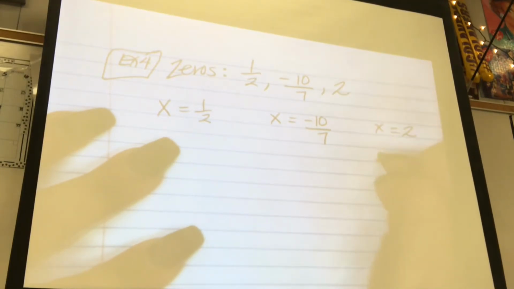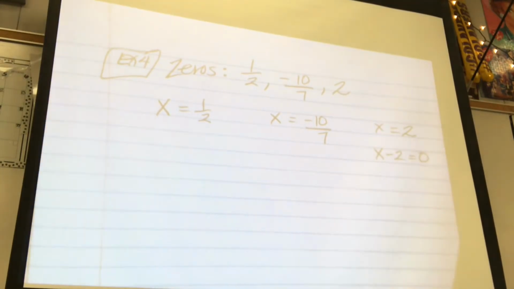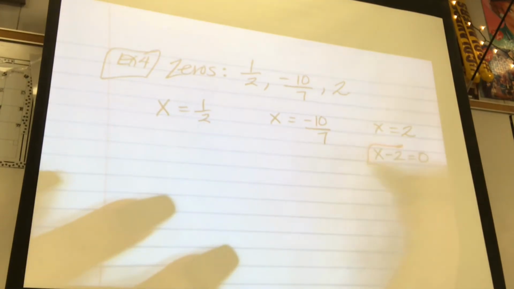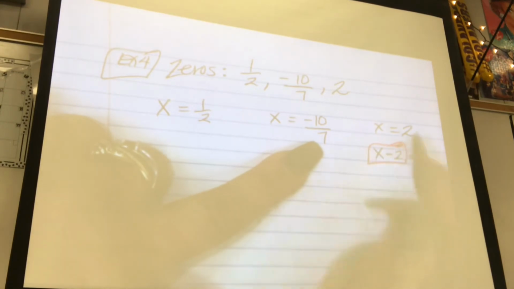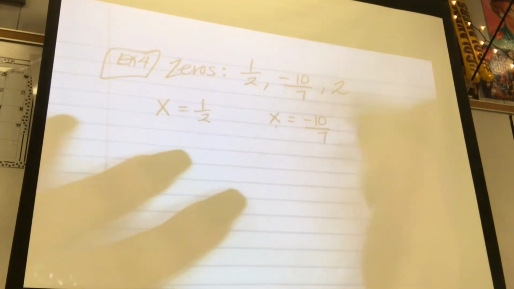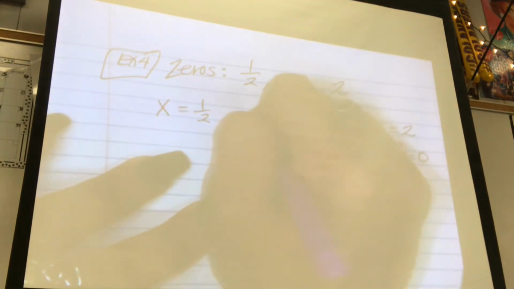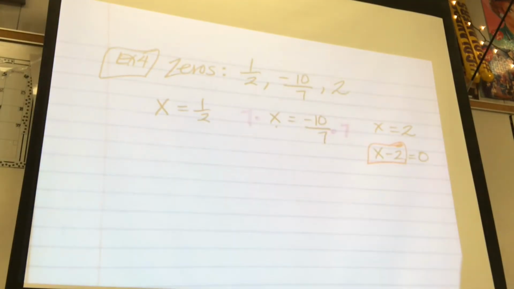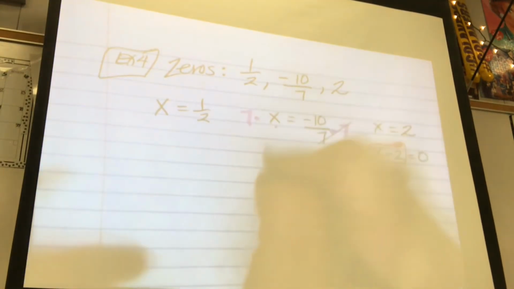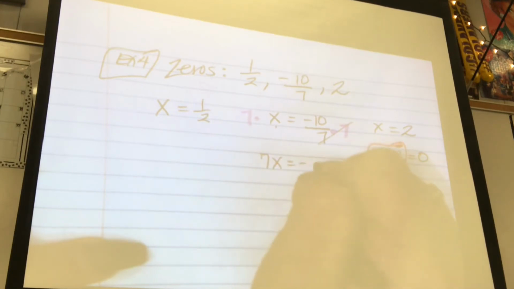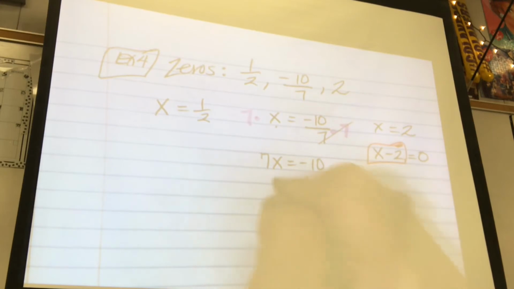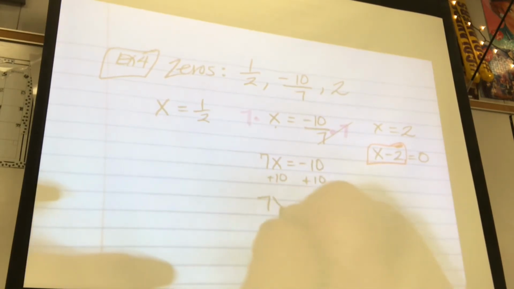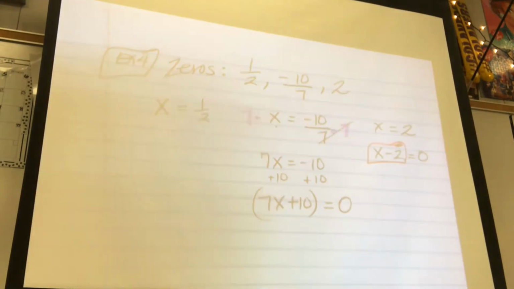Let's go ahead and subtract it. This is going to be x minus 2 equals 0. And I'm going to box that up. That one's ready to go. Now this one, the first thing I'm going to do is multiply both sides by 7. Then it's going to get rid of the 7. So now I have 7x equals negative 10. Then I'm going to add 10 to both sides. So the binomial is 7x plus 10 equals 0.